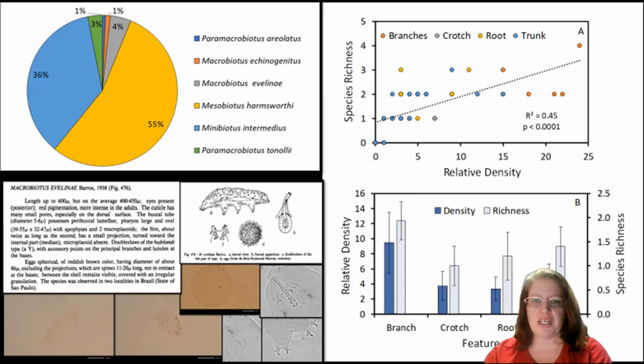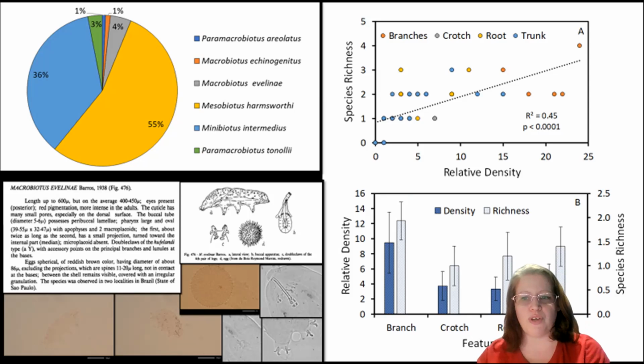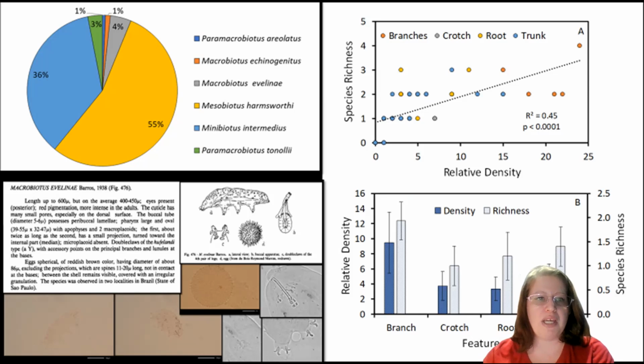Out of 60 moss samples, 321 tardigrades and 6 eggs were found, encompassing 4 genera and 6 species of the superfamily Macrobiotoidea. Mesobiotus harmsworthi made up 55%, making up the largest percentage of tardigrades found. Minibiotus intermedius made up 36%, and together this was 91% of tardigrades found in all samples with just 2 species.